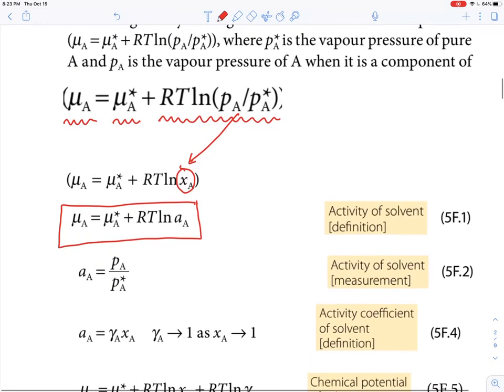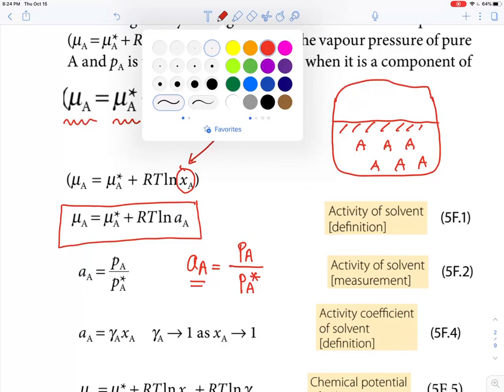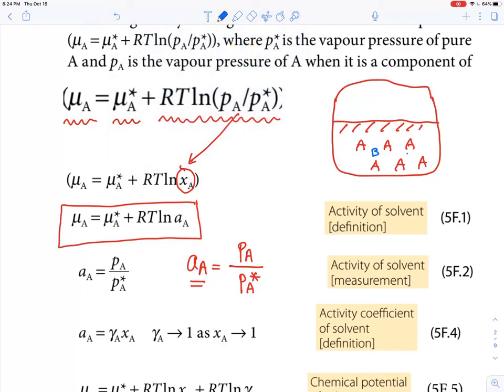Okay, so a_A is more like a conceptual quantity now, and it is a ratio of what is in the vapor phase and what is supposed to happen when there is 100% A. So this is normally the situation where you have a solution and a vapor phase. This is a liquid, and there is a lot of A, and A itself will have a PA star on top in the vapor phase. But now you start to have a little bit of B.